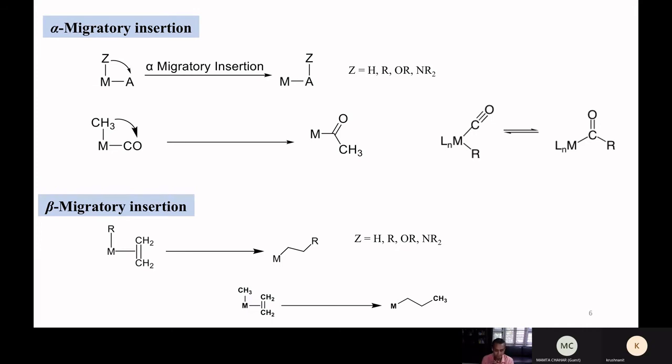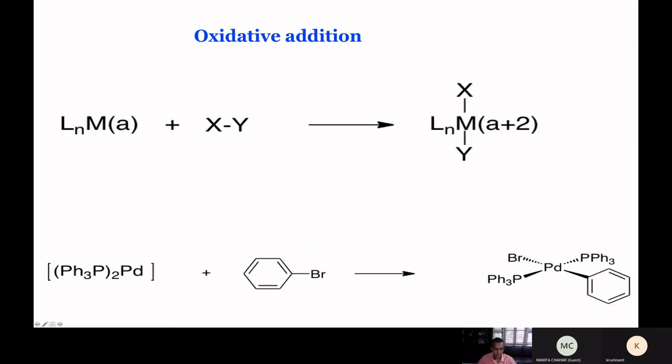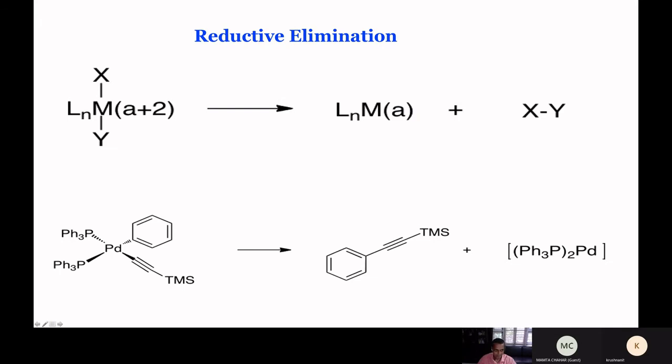I'll come back very quickly to those aspects. Just to summarize what we have discussed so far, we have taken a ligand metal complex and inserted it into a small molecule. That was of course the oxidative addition, where the ligand metal complex was inserted into XY. We have also taken a ligand metal complex where two substituents of the metal leave it and form a bond between them, that is reductive elimination.